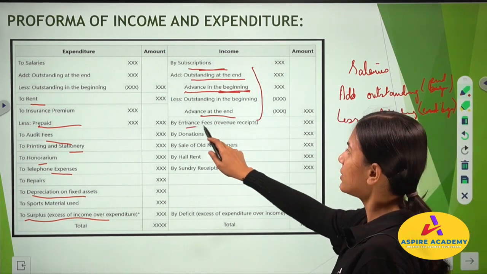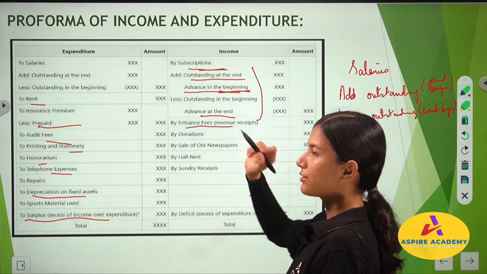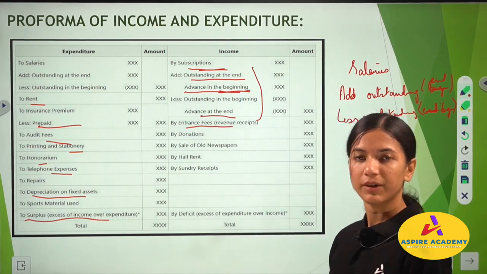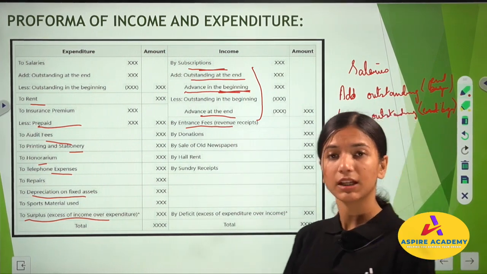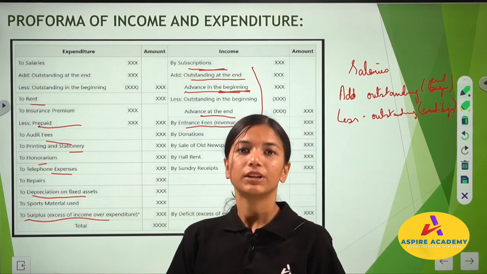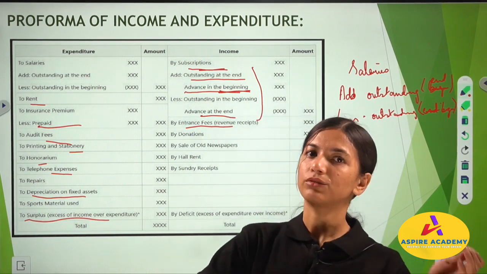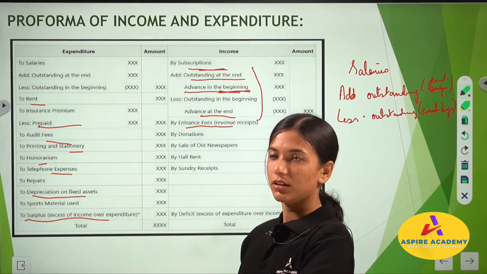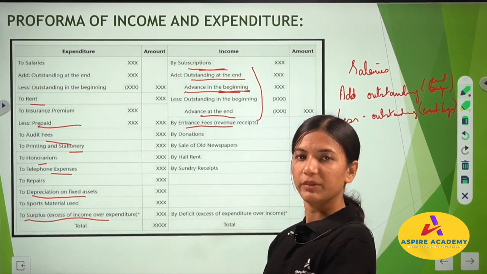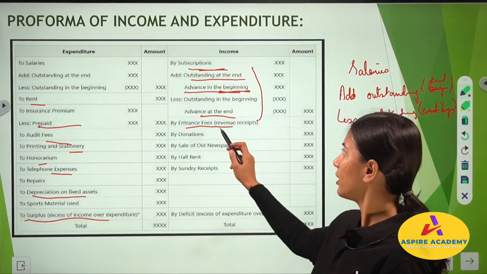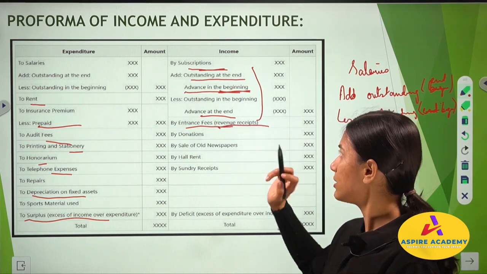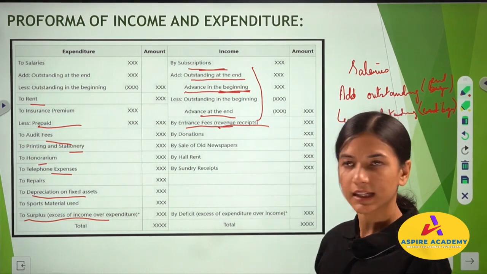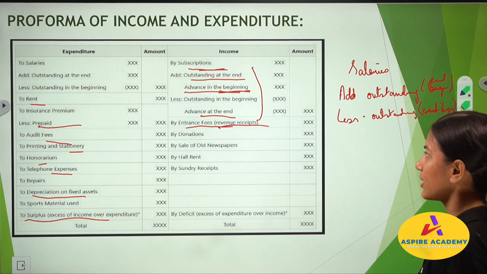Now entrance fees are also there. Sometimes it will be mentioned whether the entrance fees have been capitalized or not. If they are capitalized, then that amount would be shown on the balance sheet, not on the income and expenditure account. If they are revenue receipts, then they will be shown on the income side of the income and expenditure account.